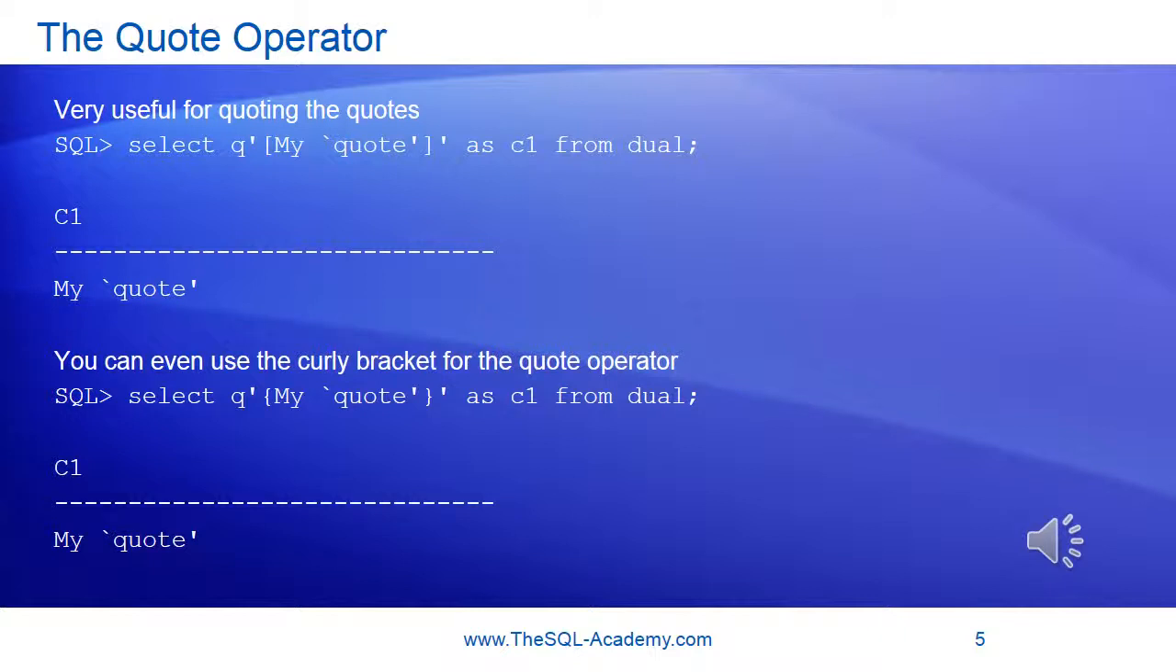The quote operator is very handy for developing scripts whenever we have to quote the quote. And believe me, we'll be quoting the quote many times when we do SQL scripting. This makes the code really easy to understand. Here is a simple example on this slide. For the quote operator, whatever you put after q in single quotes, within square brackets or curly braces, will show up.